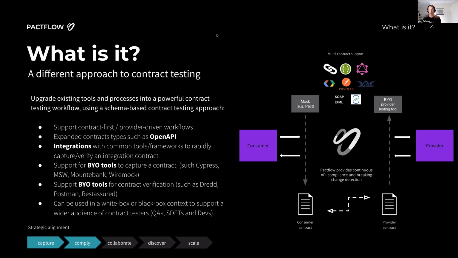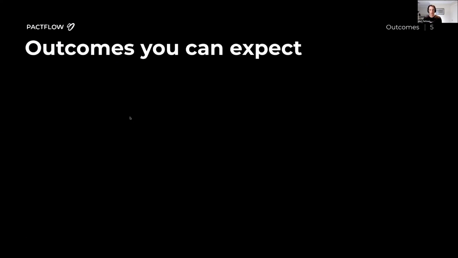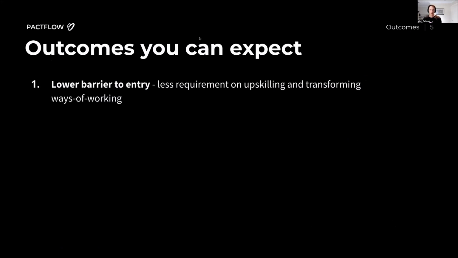One final comment here is that bidirectional contract testing, this particular feature, is exclusive to Pactflow. It's not available in the open source software. Okay. So what are some of the outcomes you can expect by using this style? Why build something different is probably a better way of asking this. The first one is we believe it's a lower barrier to entry.